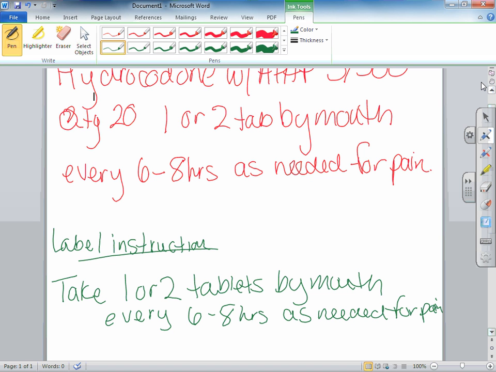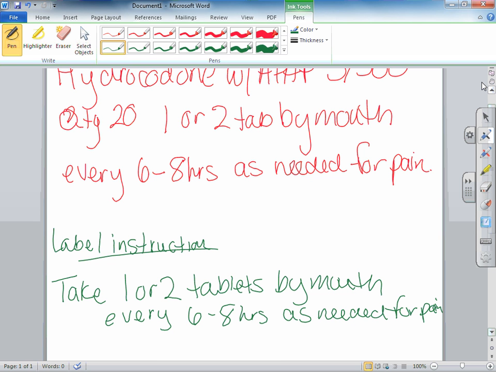Okay? Some of you may be asking, what is the difference between prescription interpretation and label instruction? Prescription interpretation is you reading the entire prescription as you see it, starting with the drug itself. So again, I interpret that prescription to read hydrocodone with APAP, which is Tylenol, 5/500, quantity 20, 1 or 2 tablets by mouth every 6 to 8 hours, as needed for pain. That is what I interpret the prescription to read.